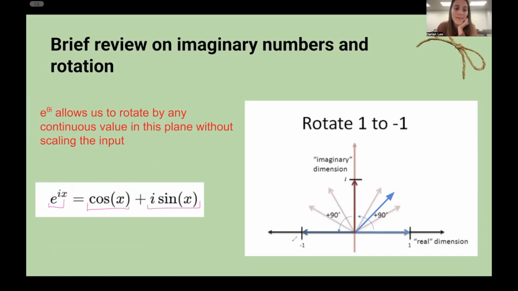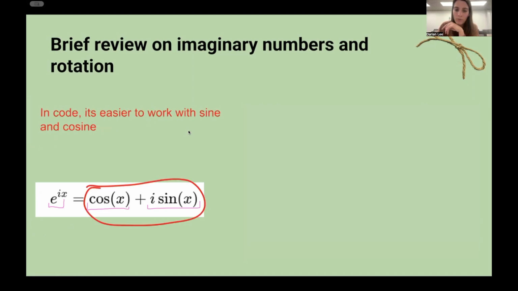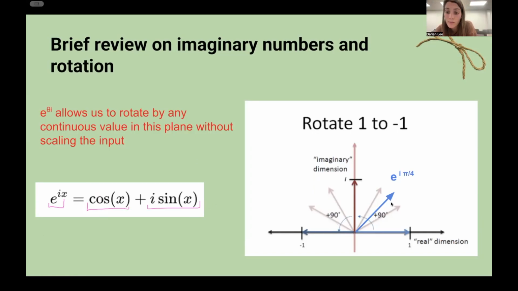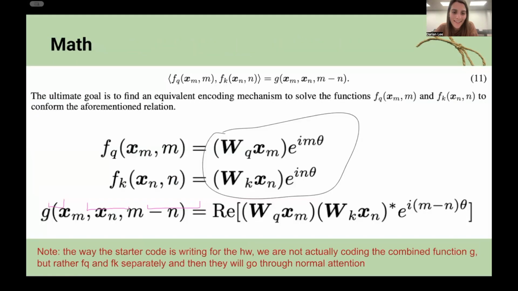And this is really helpful since we know that cosine of x and sine of x can rotate things. This is how we get the sense that by changing this x value or this theta value, we can rotate by any amount in the imaginary plane. So going back to our earlier example, when we were talking about rotating by 45 degrees, we can do that by e to the i pi over 4. So the reason I went over all that is, oh wait, I didn't delete all my annotations.